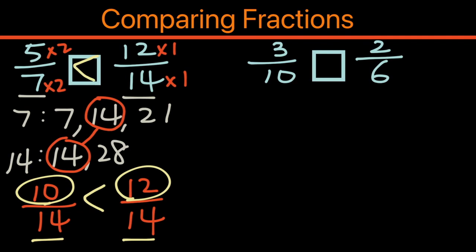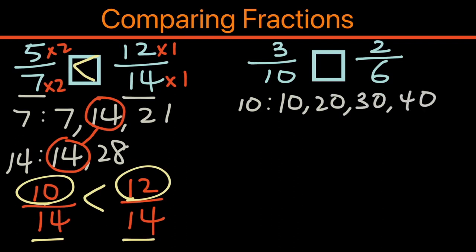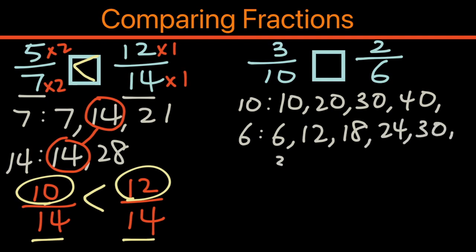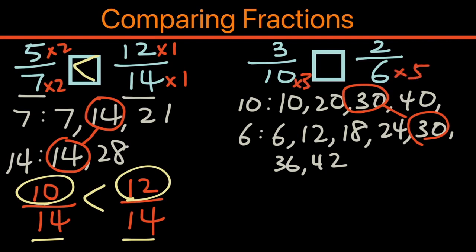Now for the second example, 3 over 10 and 2 over 6. So we want to go ahead and list out the multiples. 10 will be 10, 20, 30, 40. For 6 would be 6, 12, 18, 24, 30, 36, 42. By looking at the two numbers, we can see 30 would be the least common multiple. To make both fractions with denominators of 30, 10 we need to times by 3. 6 we need to times by 5.